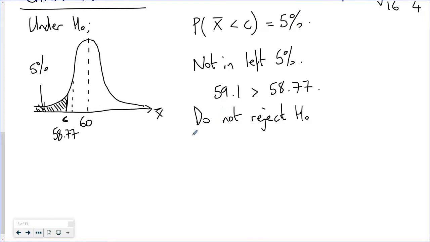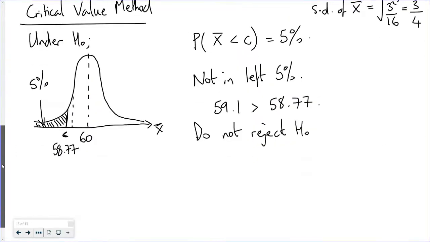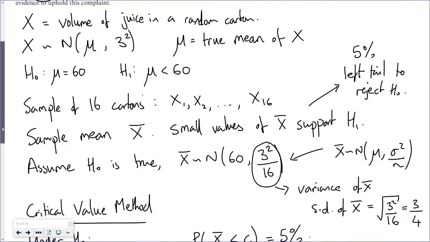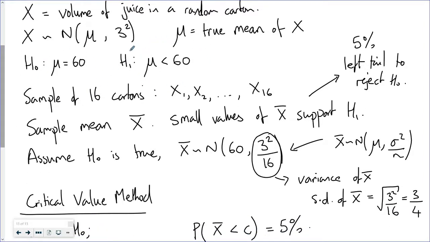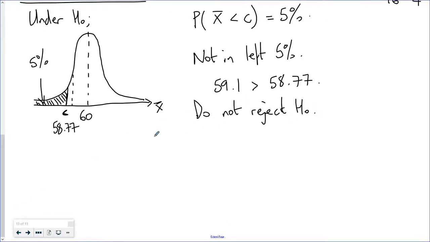Notice that I've said do not reject H0 rather than accept H0. You might get away with saying accept H0, but strictly speaking, we're not going to say that the true mean must be 60, because I could repeat this whole experiment with H0 being mu is 60.1, and I would have got exactly the same result. So I can't do two separate hypothesis tests and conclude two different values of mu are true. All I've got evidence to say is there's not enough evidence to suggest that the company is overstating the amount. So do not reject H0.